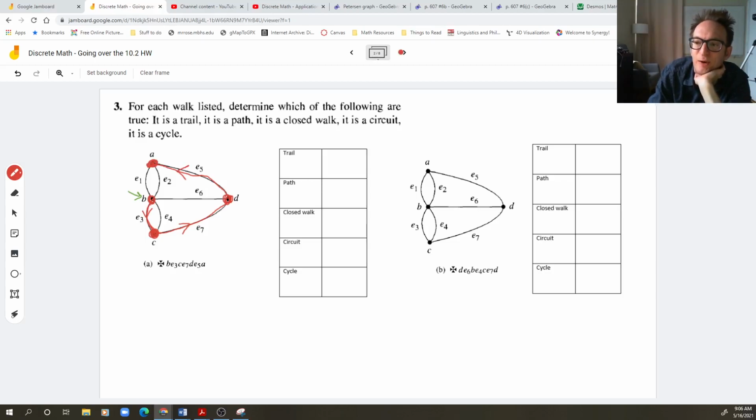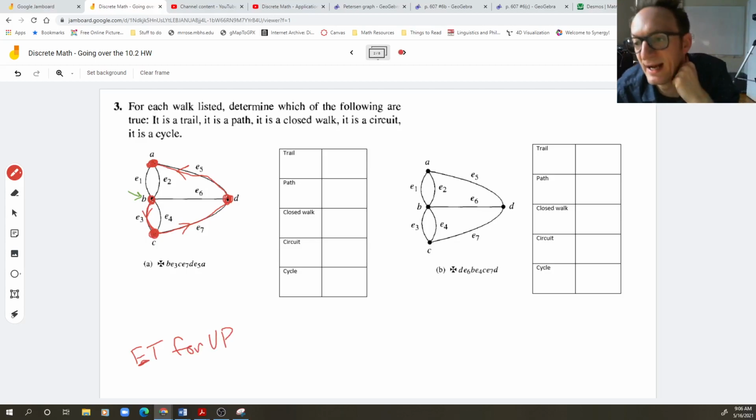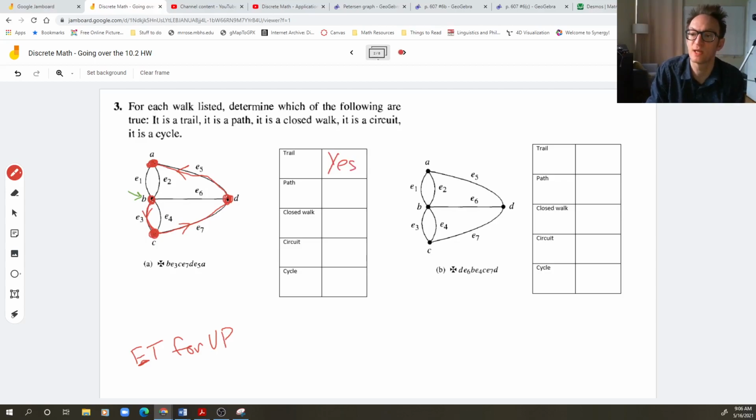Okay, this is pretty boring. Is this a trail? What's a trail? Trail, ET for VP. This is the only way I can remember this. I kind of just know what a trail is, but what is a trail? It does not reuse edges. And so is this a trail? Yes, because I do not reuse any edges. I use edges E3, E7, and E5 once only. That's it. Is it a path? What is a path? A path does not revisit any vertices.